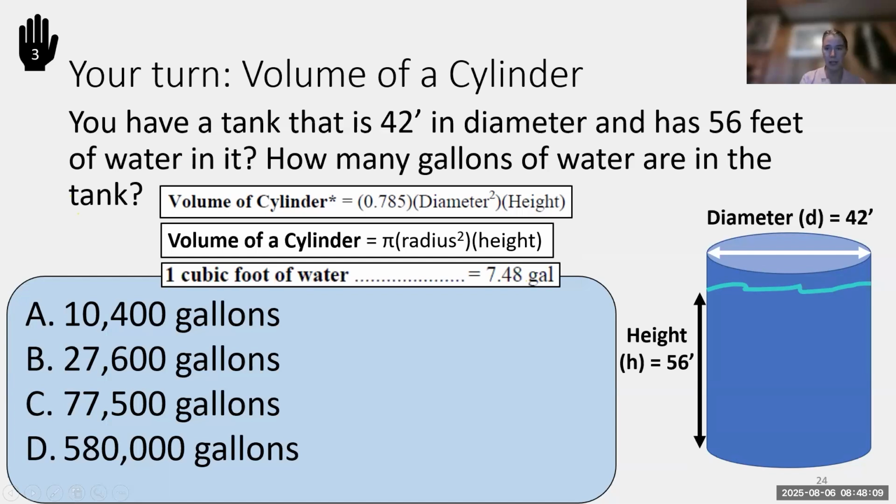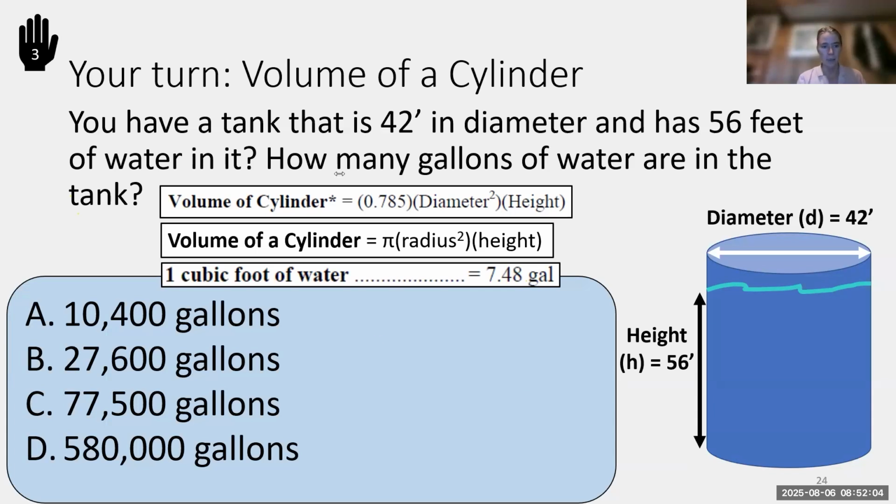And notice too in this question that you're given 56 feet of water, right? Because you're measuring the height. And you will have to do a conversion at some point because you've got to end up with gallons. So keep that in mind as you work through your calculations. Okay, I'm going to go ahead and close the poll here. And here are the results. Let's see how we did.